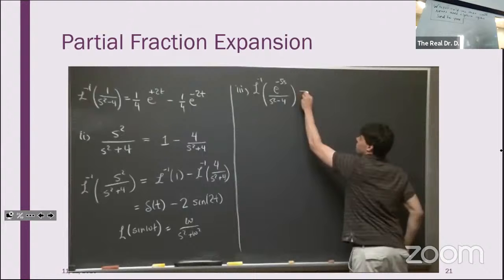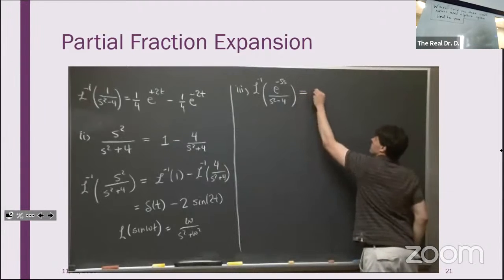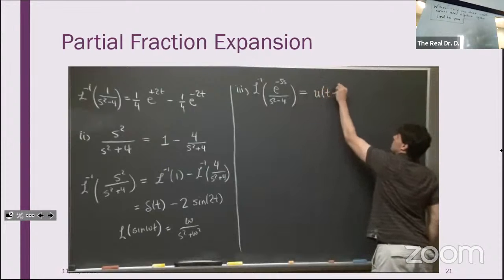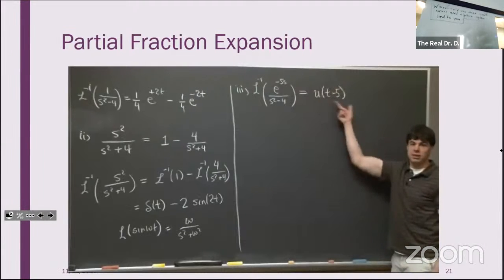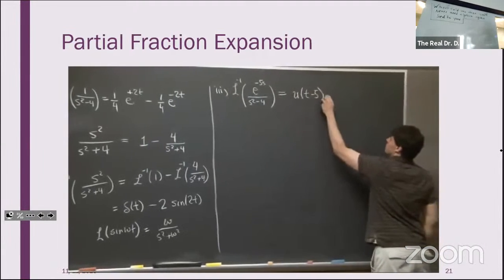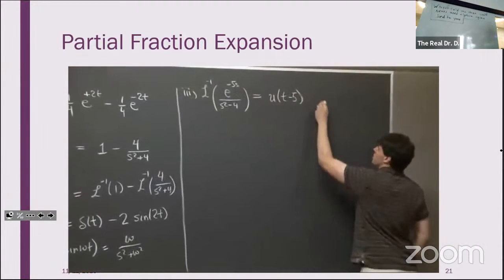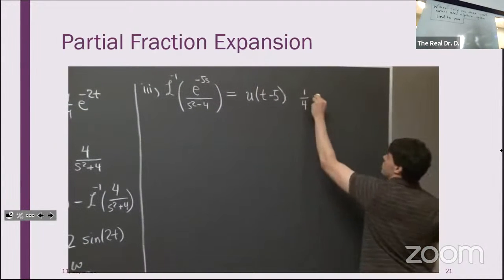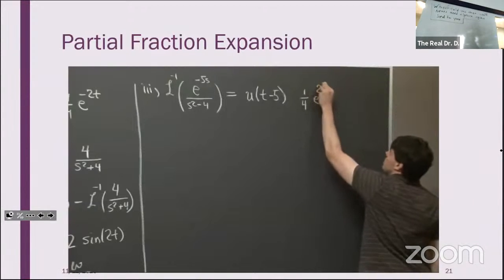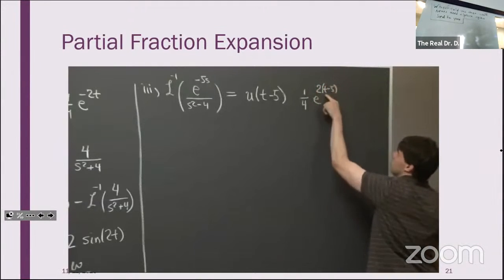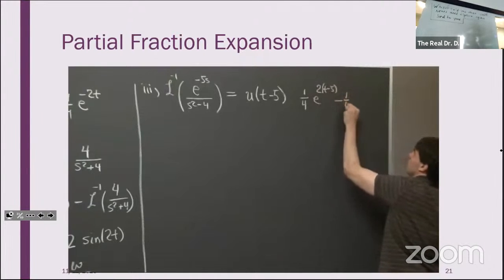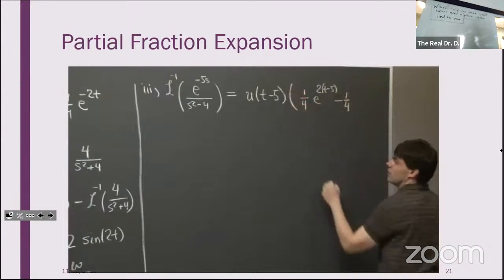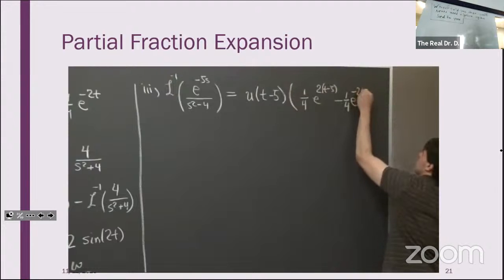So the shift formula says that we need to multiply by the step function u of t minus 5. So we're shifting with the step function. And then we want to shift the inverse Laplace transform of 1 over s squared minus 4. The inverse Laplace transform of 1 over s squared minus 4 is 1/4 e to the 2t minus 1/4 e to the minus 2t. So if we shift t by 5, we end up with 1/4 e to the 2 times t minus 5, minus 1/4 e to the minus 2 times t minus 5.